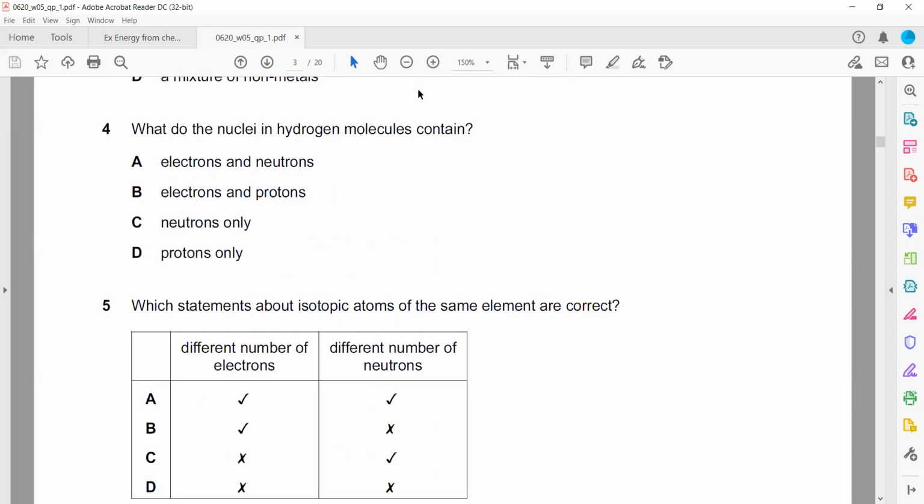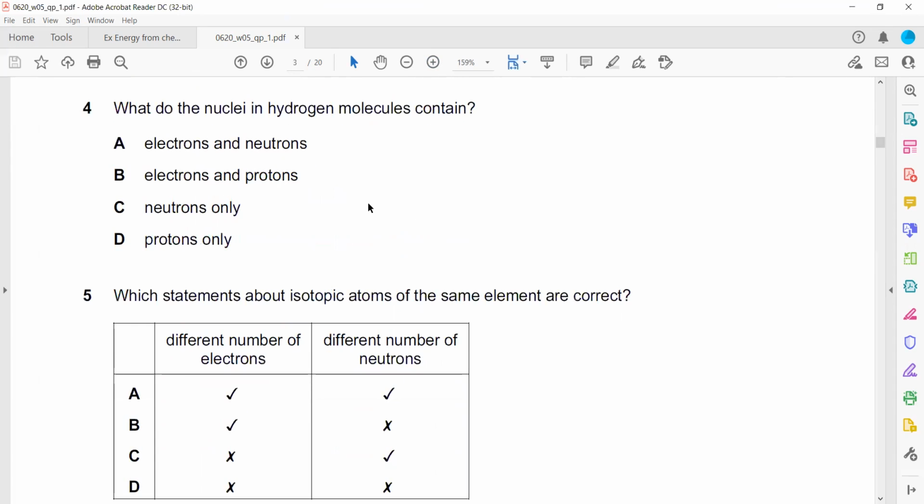Question 4. What do the nuclei of a hydrogen molecule contain? They're only asking about the nucleus. It would dissolve in acid. So hydrogen nuclei only contain protons, that's why D is the right answer.